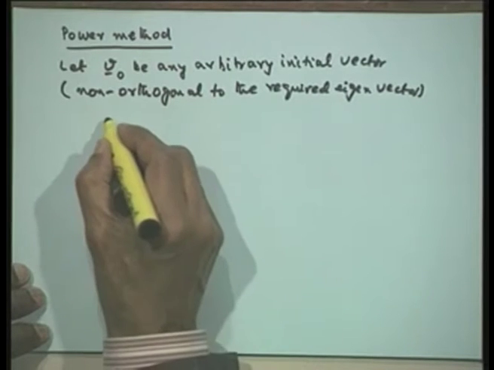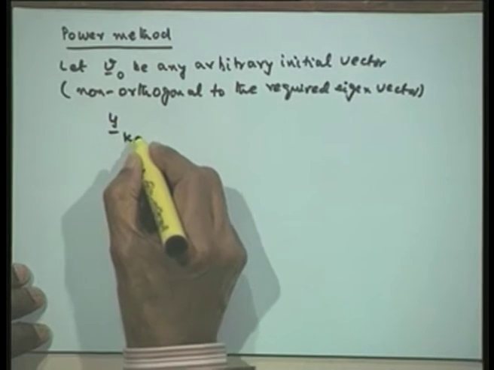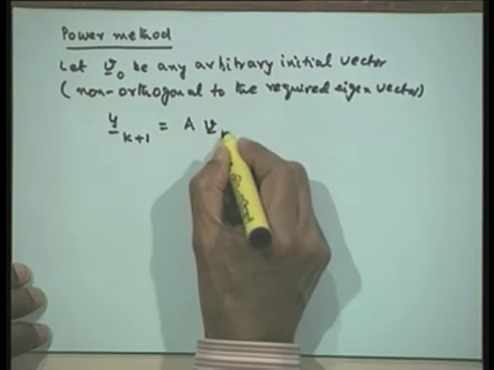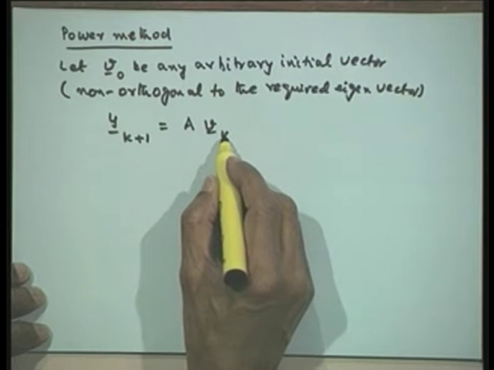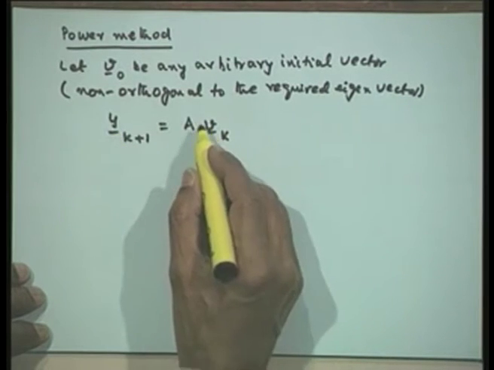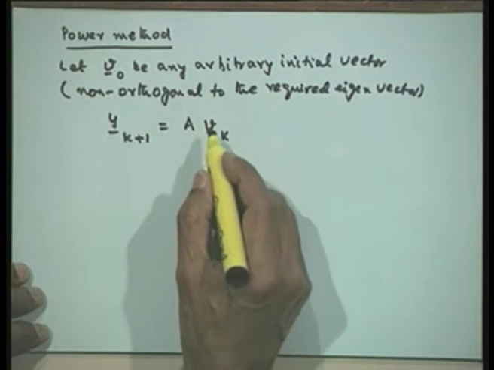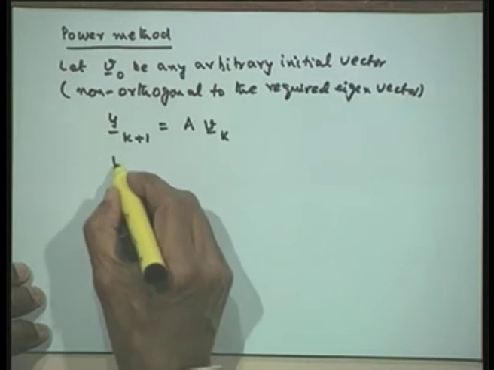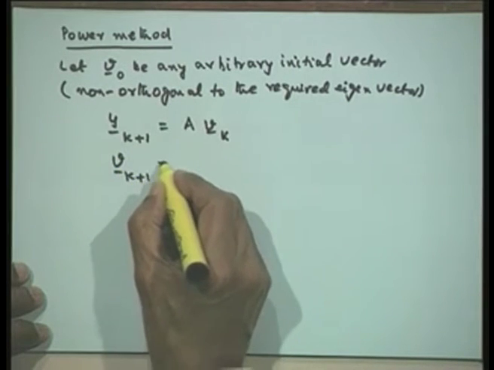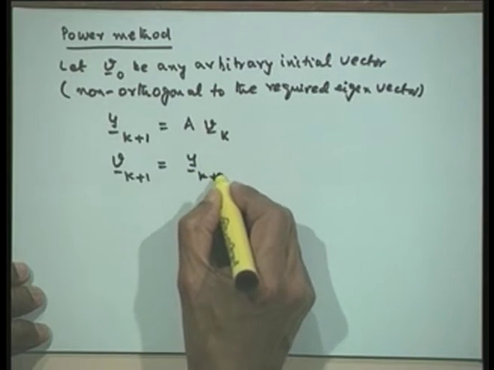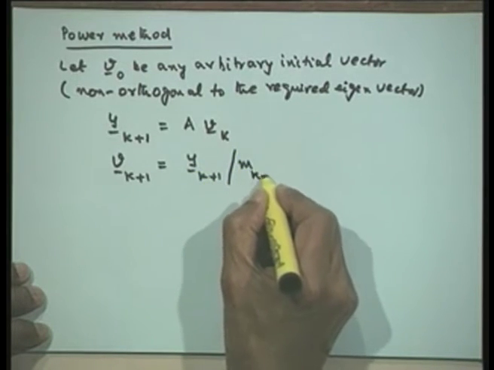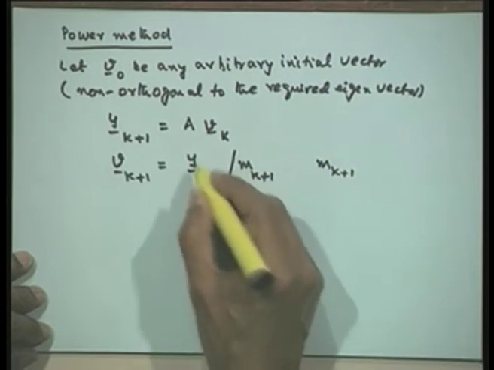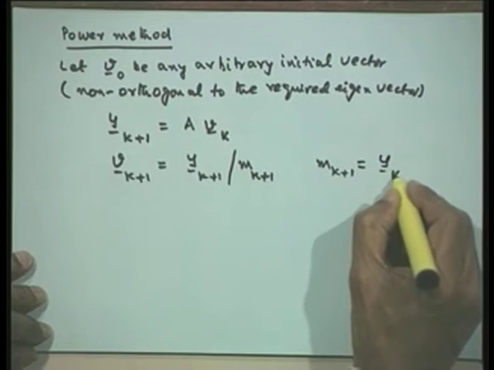Then we have defined the power method as follows. We form the vector y k plus 1 as A into V k. So, setting k equal to 0, I can get y 1 from here. Before we proceed with the next step, we would like to normalize such that the largest component of this y is 1. Therefore, I would now write V k plus 1 as the vector y k plus 1 divided by the number m k plus 1, where this m k plus 1 is the largest element of y k plus 1.